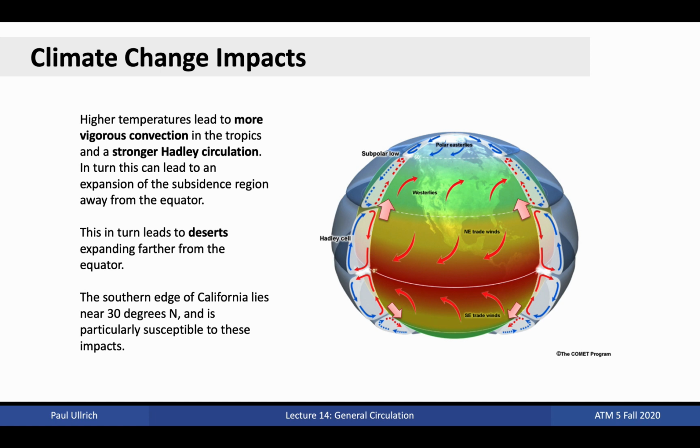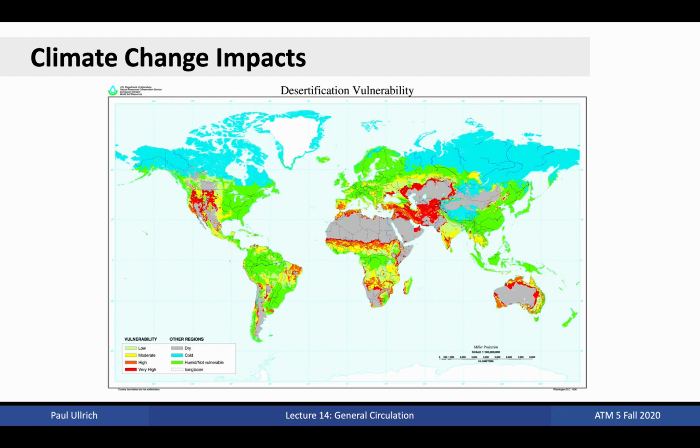But notably, the southern edge of California lies along 30 degrees north. A more vigorous Hadley circulation would be a major driver in exacerbating drying in this region and throughout the U.S. Southwest. This map shows us which regions of the world are at greatest risk for desertification.